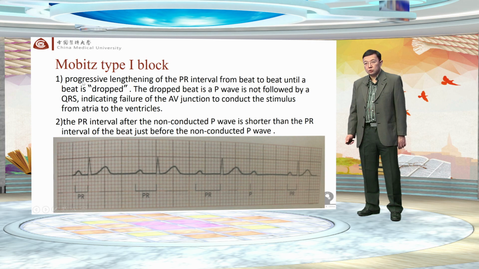This is Mobitz type 1 block. We can see the PR interval is prolonged. The first, second, third, and fourth P waves are not followed by a QRS wave. This one is a total block.